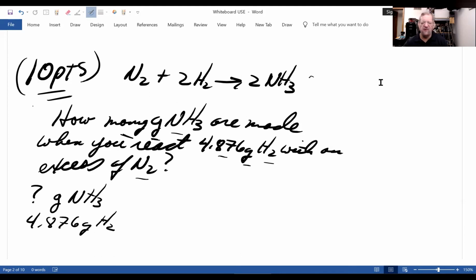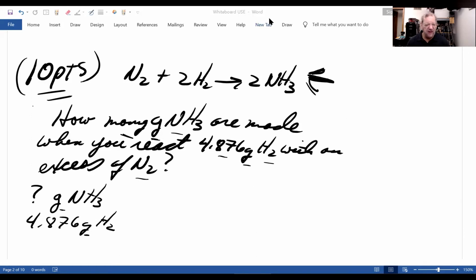And we're also given a balanced chemical equation. You need that to do this problem. Now, there's no way I can go directly from grams of hydrogen to grams of ammonia. You can't. There's just no way. Trust my word, I'm a chemist. I know these things, but you can't.